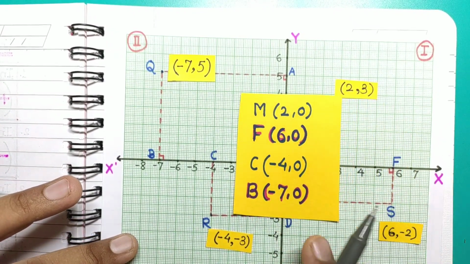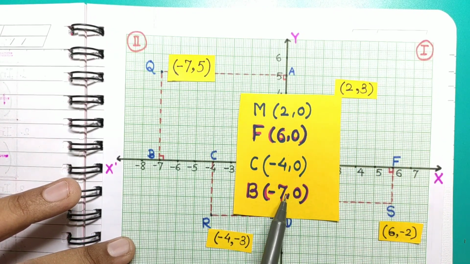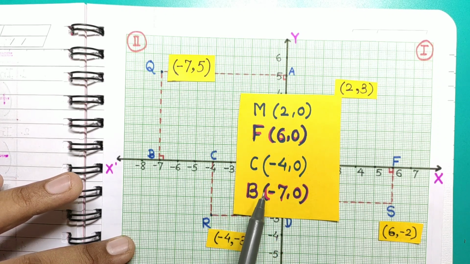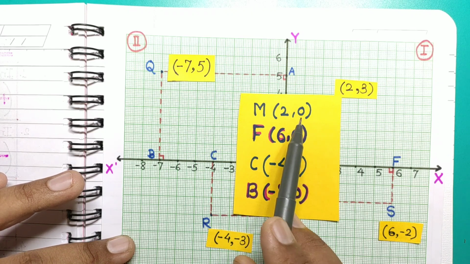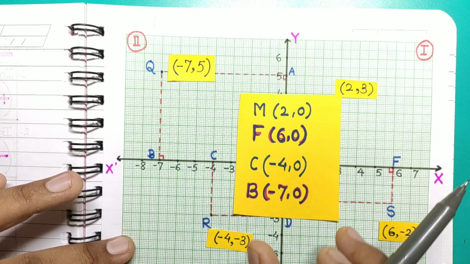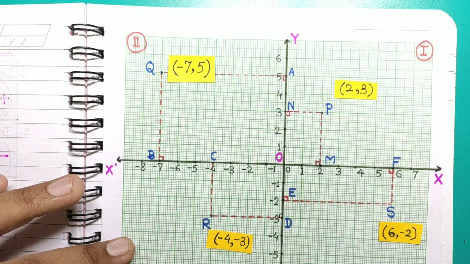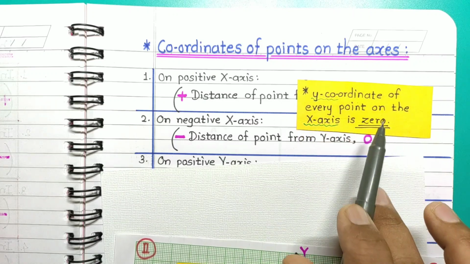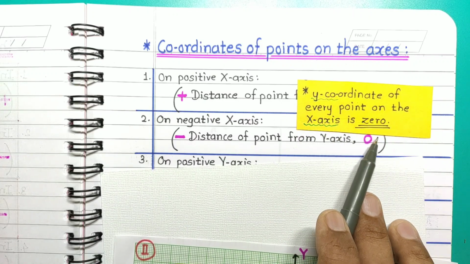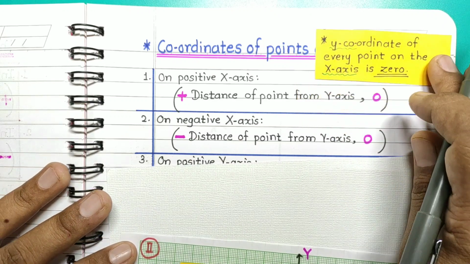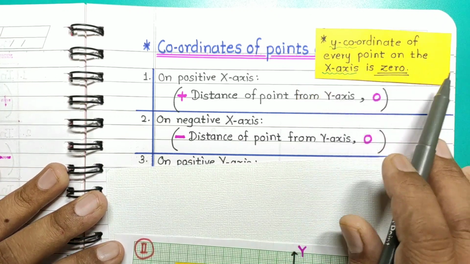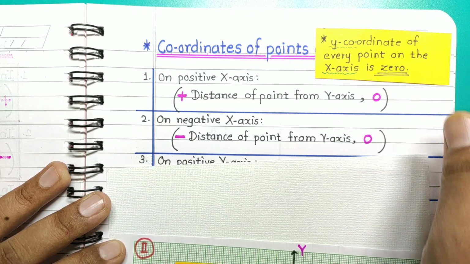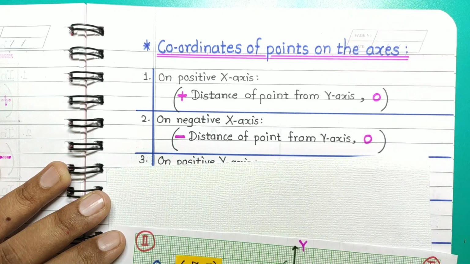Now you note these 4 coordinates, and here we find that for all the points on the x-axis, their y coordinate is 0. So you note that the y coordinate of every point on the x-axis is 0. Then let's go to points on the y-axis.